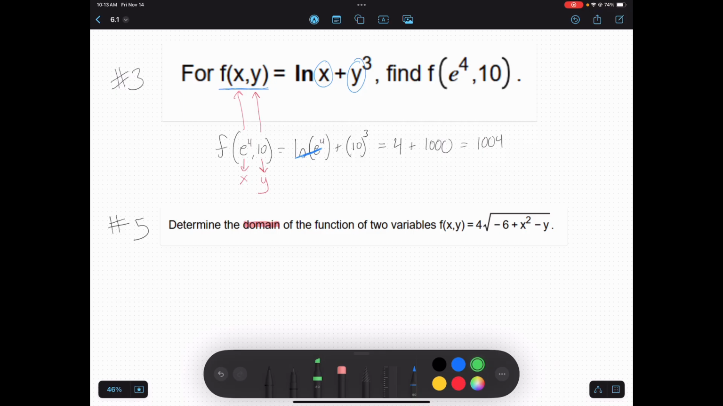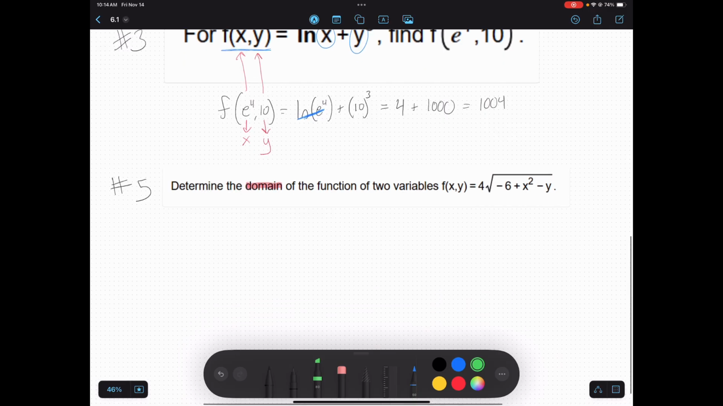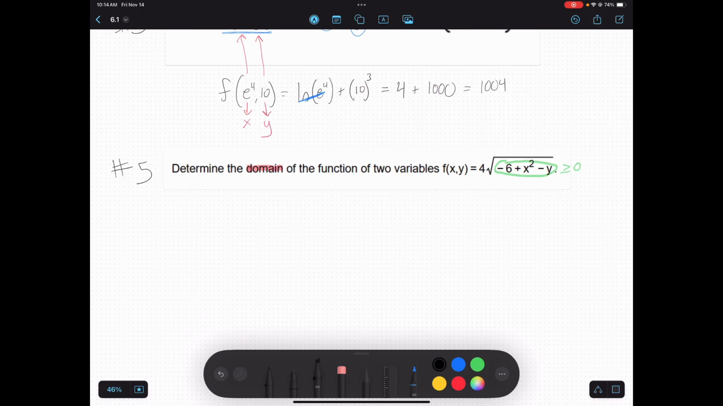Now remember, if we're talking about domain, we're really on the lookout for two different things. First off, do I have a denominator in my function? And in this case, no, I don't have a denominator, so I don't have to worry about that. Second, square root. Do I have a square root in my function? I do. So I just need to make sure that everything inside the square root ends up being greater than or equal to 0.